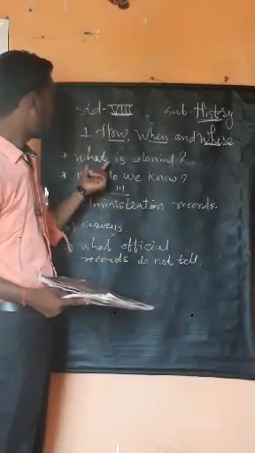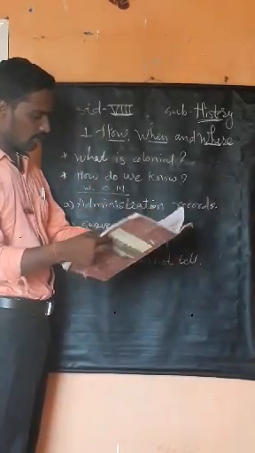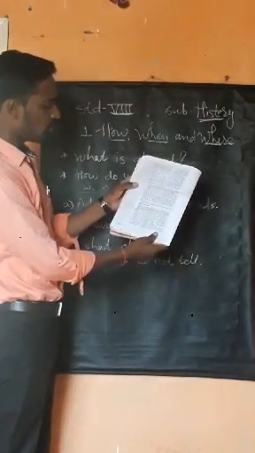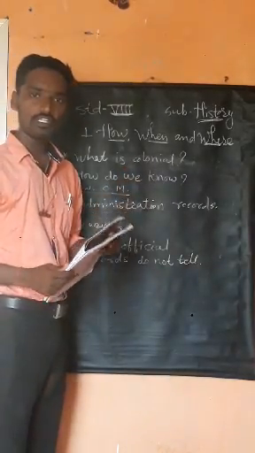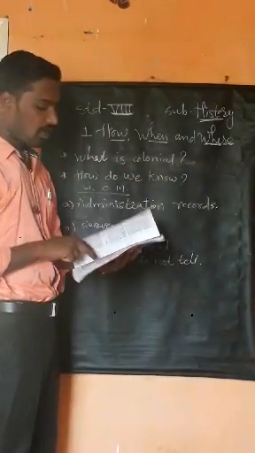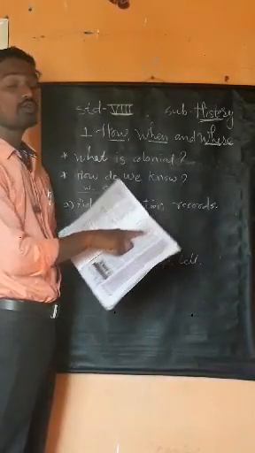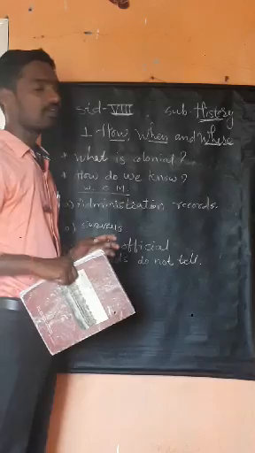Now see, we have the point on page number 4. On page number 4 we have what is colonial, and one more point, that is how do we know. These two points we will discuss in this video.